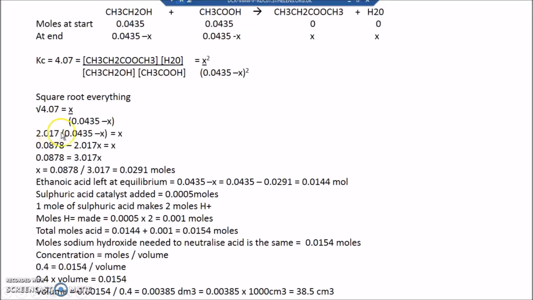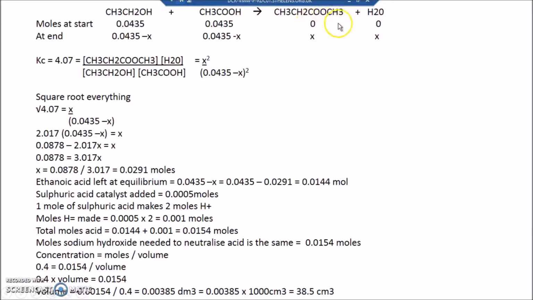2.017 is the square root of 4.07, and then I've multiplied by this value, taking it from the bottom on one side to the top on the other. 0.435 take away X equals X, and multiply 2.017 by 0.435, and it ends up as 0.878. Take away, you've got to do times by X as well: 2.017X equals X. Take X from one side to the other, it's minus on this side, it'll be a plus on the other. 0.878 equals 3.017X. Divide by 3.017, it'll give you X, 0.291 moles.